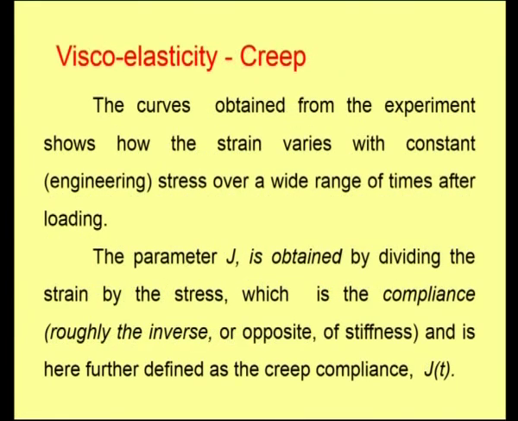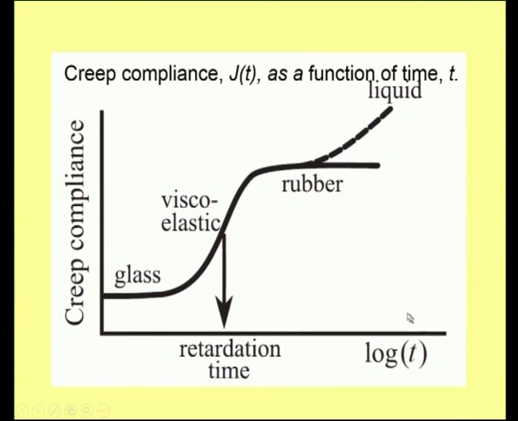The curves obtained from the creep experiment show how the strain varies with constant stress. It is also called engineering stress over a wide range of times after loading. Here a new parameter J is simply the compliance, called creep compliance. It is obtained by dividing the strain by the stress. It is roughly equal to the opposite of stiffness. If a material is more stiff, then compliance is the opposite of that. A typical creep compliance versus logarithmic of time plot is as shown.